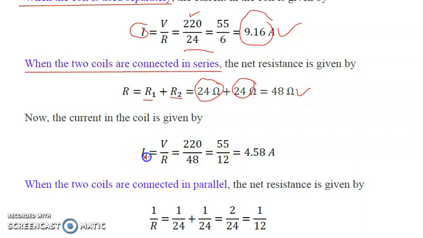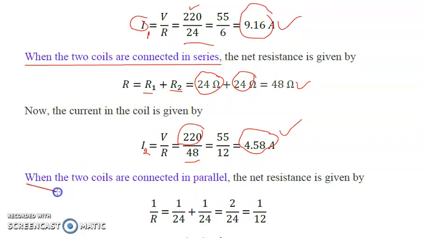Again, let us take this one as I1 and this as I2. It will be V by R. V is the same, that is 220, and R is 48. So 4.58 amperes of current will be flowing through this case when both are connected in series.